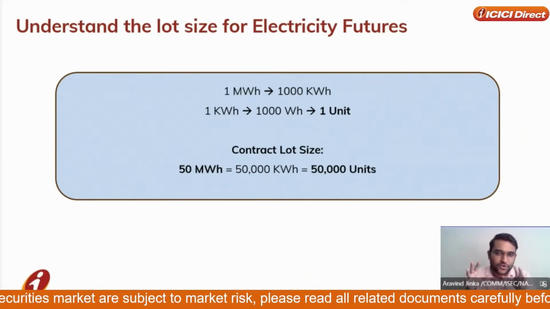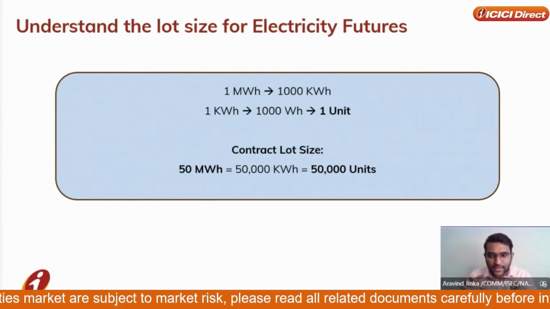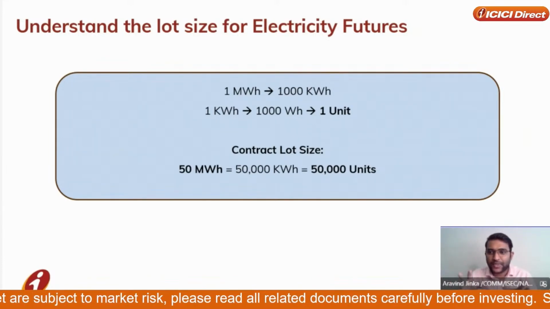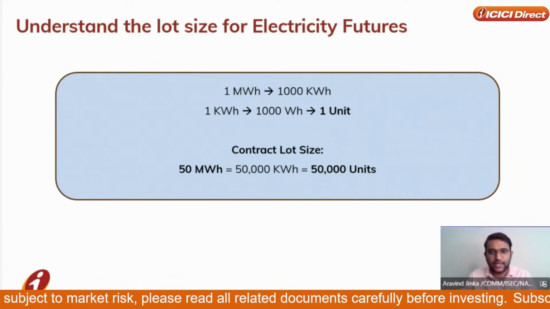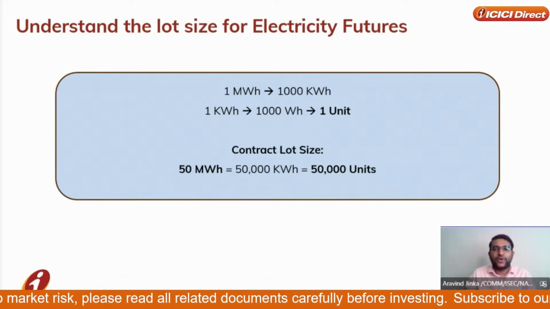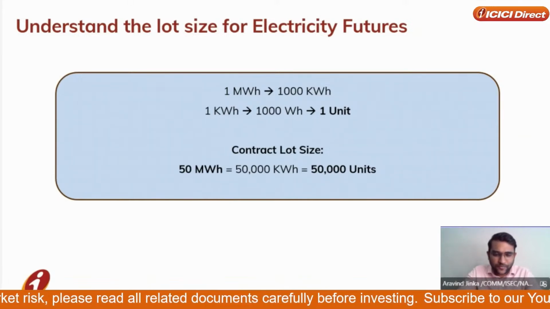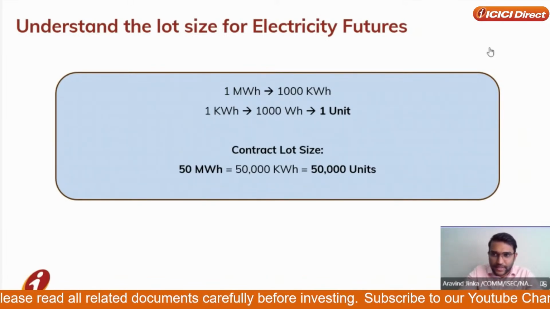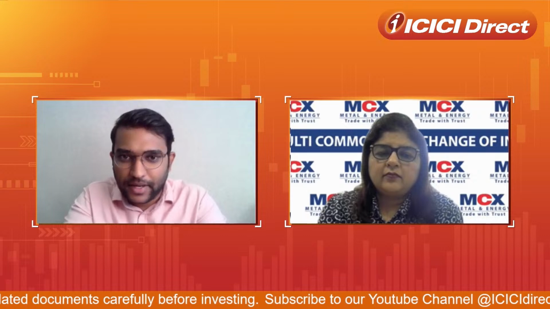However, just for you to understand and relate to how much this lot size is, if you are consuming about 150 to 200 units per month, the lot size here is 50,000 units that expire every month. And that's how it is able to cater to all kinds of participants that want to come into this market. That is one. And also, ma'am was trying to explain this spot market, which is the day ahead market.